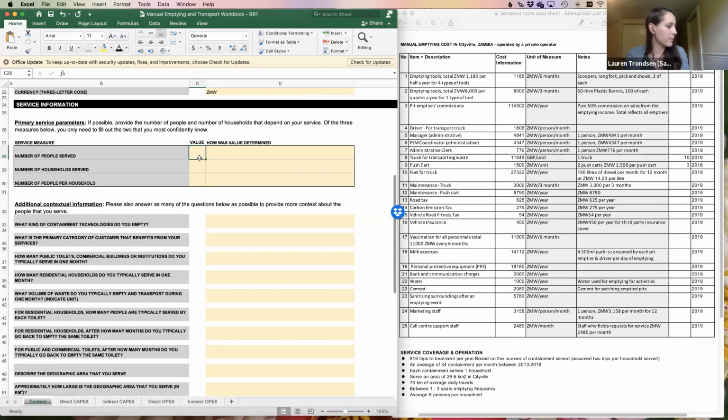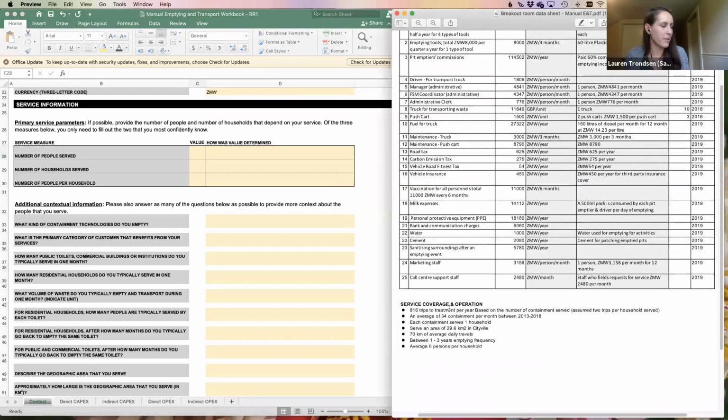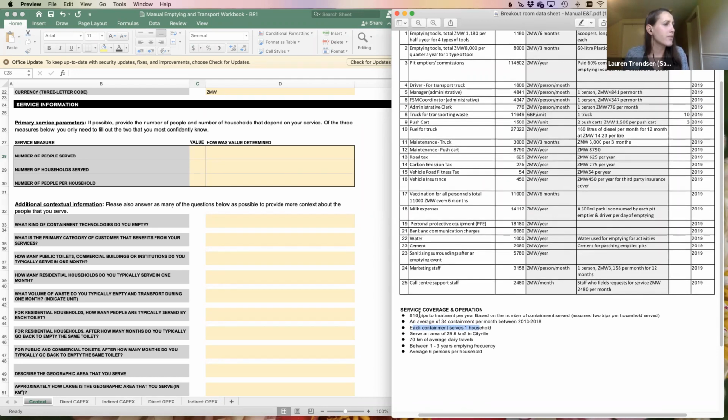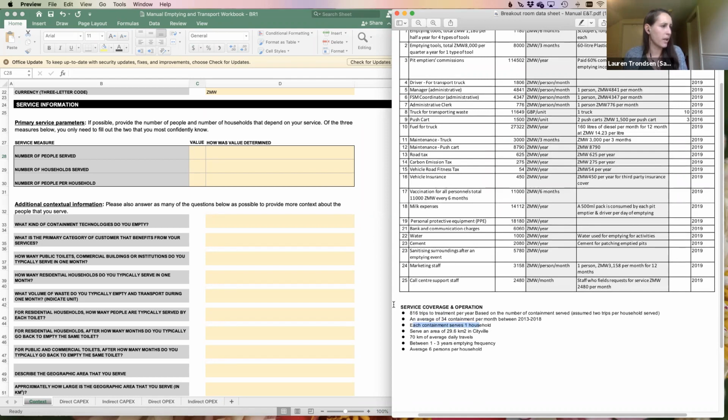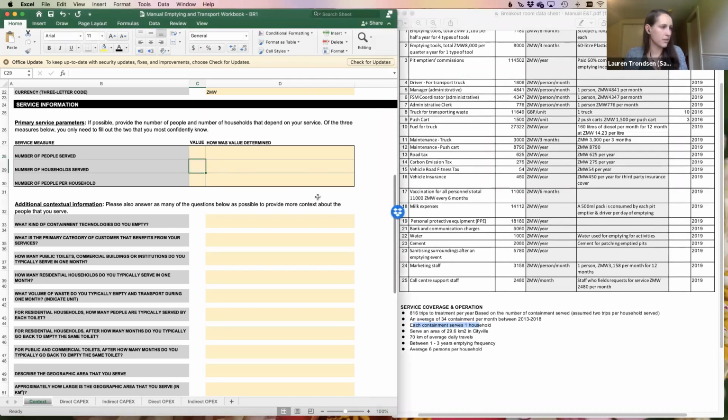But for this specific example, we can look at the service coverage and operation information down here at the bottom. What they're telling us is that they serve an average of 34 containments in a month, and that each containment serves one household. So, 34 containments per month and one household. The number of households served is then equal to the 34 per month times 12 months.